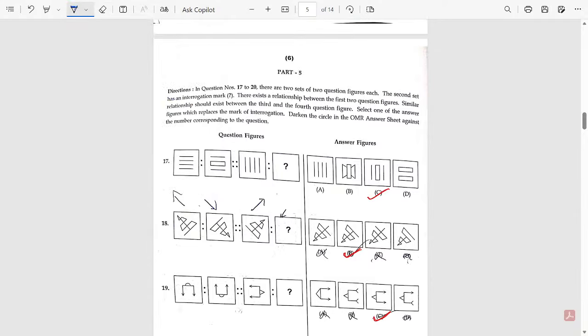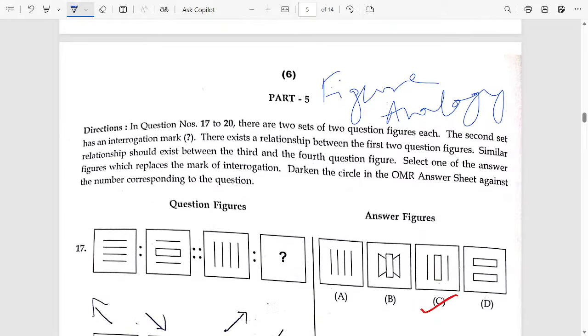Okay, so it is figure analogy. We have to see the relations between two figures. I will explain one of the questions here. If you see the 17th question, this figure is related to this, and the same relation should exist between this and this. What is happening is that in the middle section, two lines are joined. So if you join here, the answer will come as option C for the 17th.